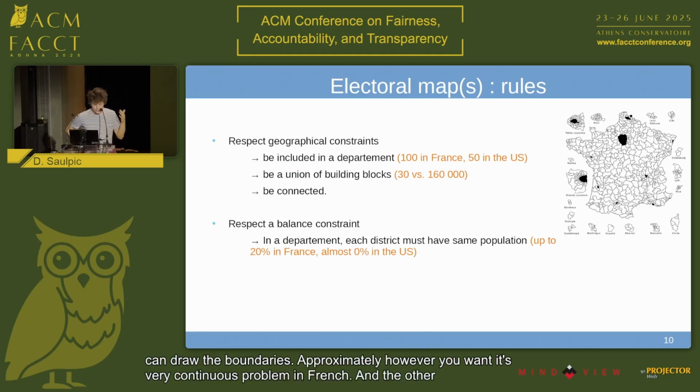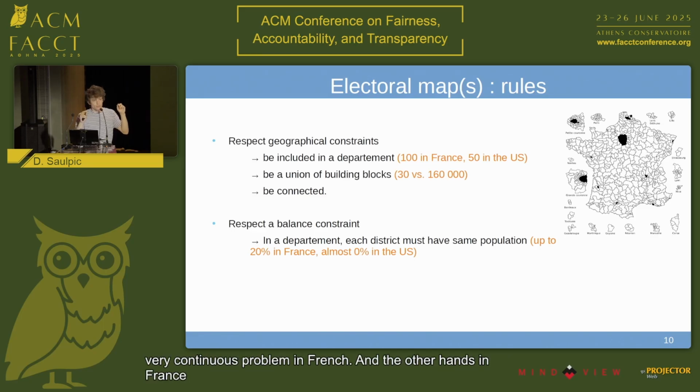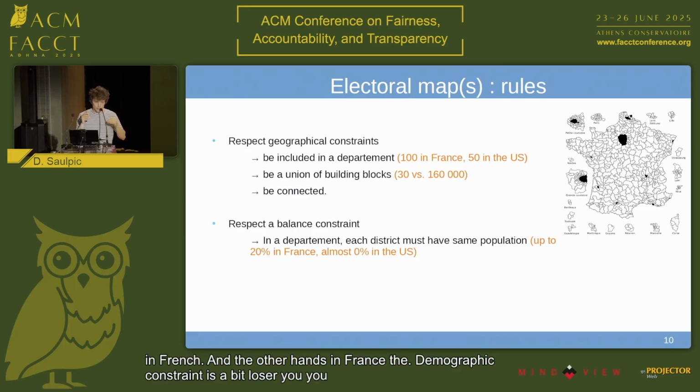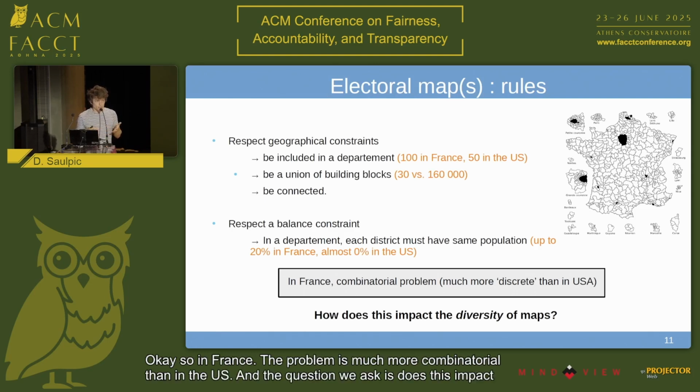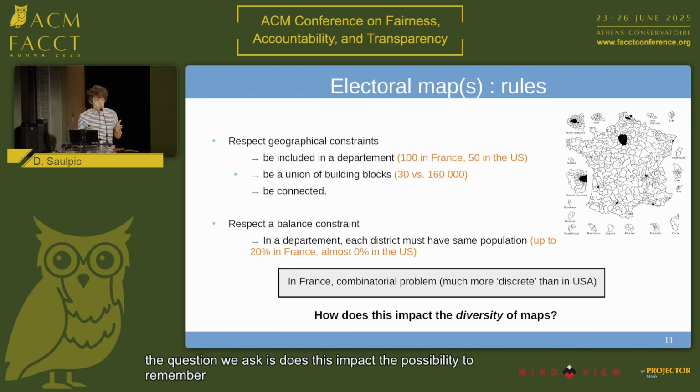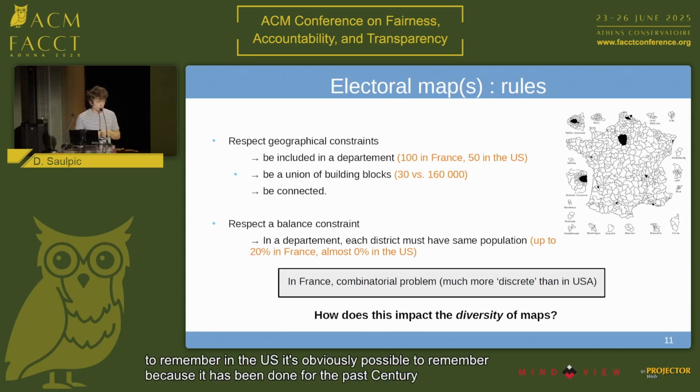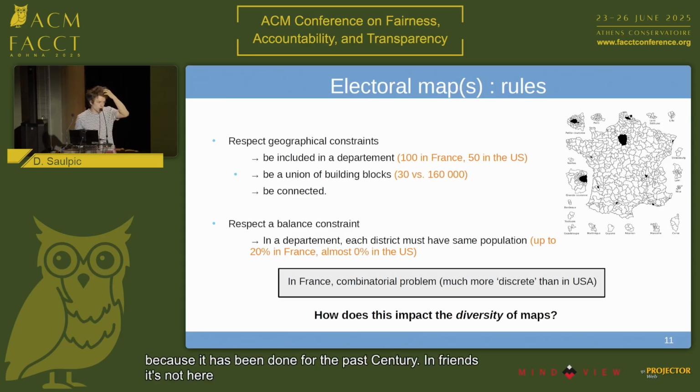On the other hand, in France, the demographic constraint is a bit looser. You are allowed to have some gap in population between the different districts. So in France, the problem is much more combinatorial than in the US. And the question we ask is, does this impact the possibility to gerrymander? In the US, it's obviously possible to gerrymander because it has been done for the past century. In France, it's not clear whether it's possible or not.